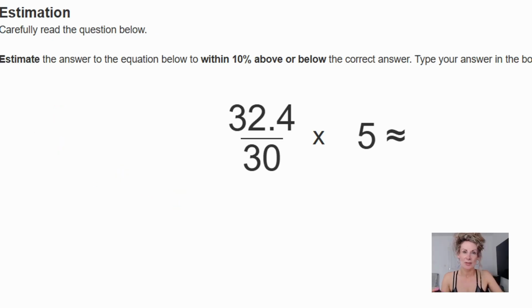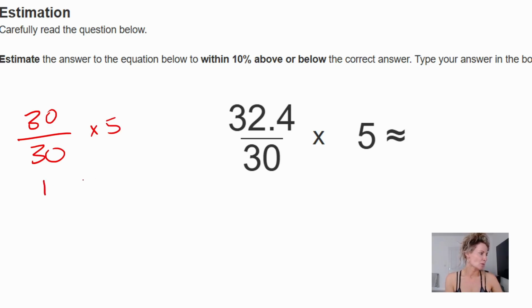So this one, we've got 32.4 divided by 30. We're looking at what's in common with the other one. Well, 32.4 and 30 are quite close to each other. So 32.4 needs to be rounded to 30. So that would be 30 divided by 30 times by 5. How many times does 30 fit into 30? Goes in once, times by 5, and it equals 5.